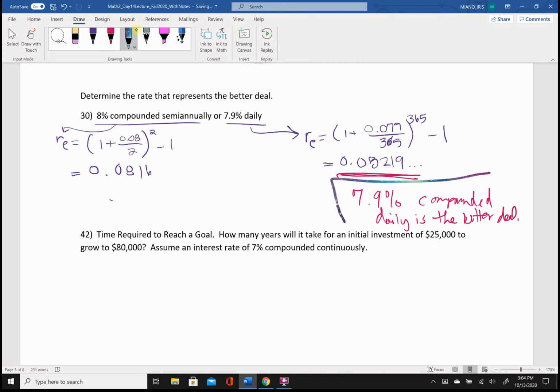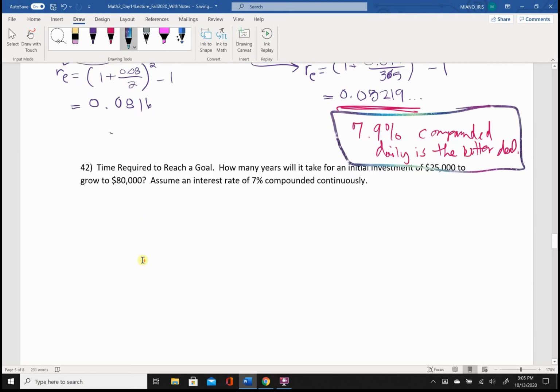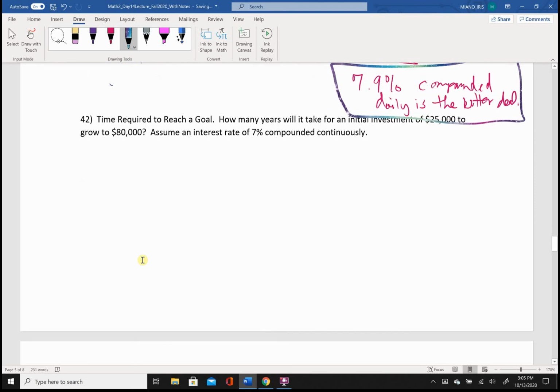So we'll just box that up as our final answer, and we're good. Oh, I went ahead and drew over the next problem there, but that's okay. I think we'll be able to read it just fine. So this one is trying to determine the time required to reach a goal. We want to know how many years it will take for an initial investment of 25,000 to grow to 80,000. Assume an interest rate of 7% compounded continuously.